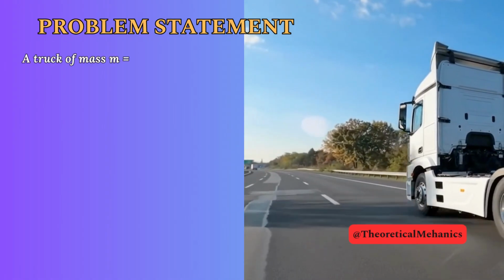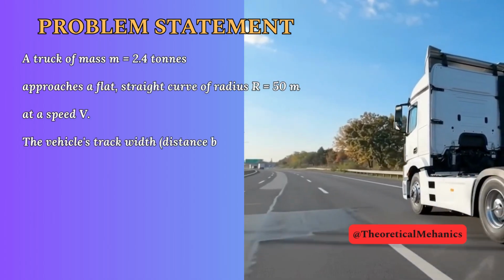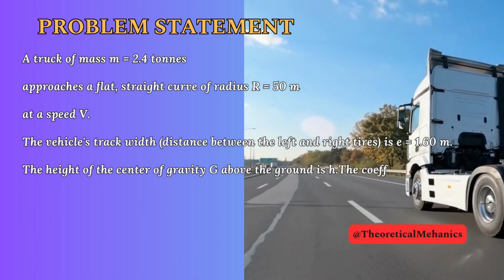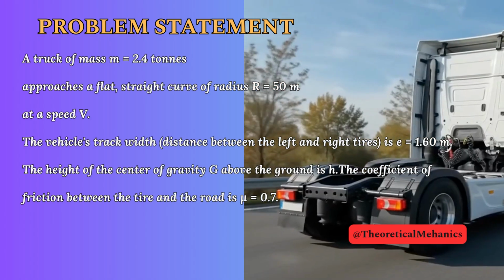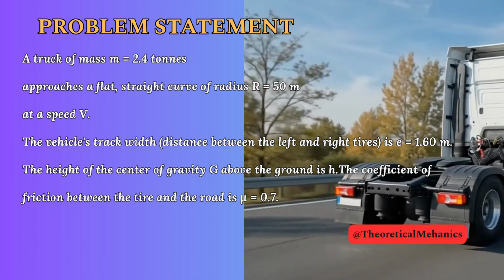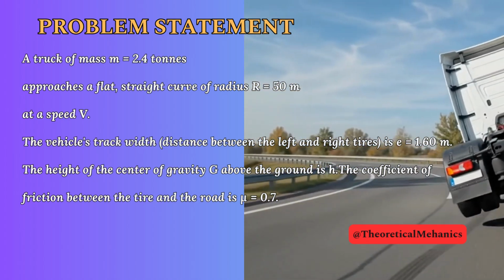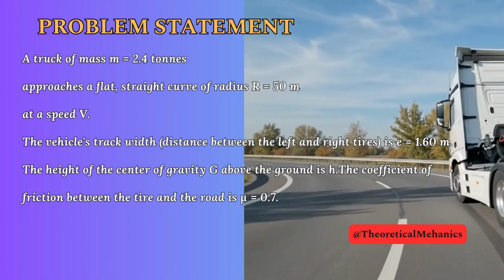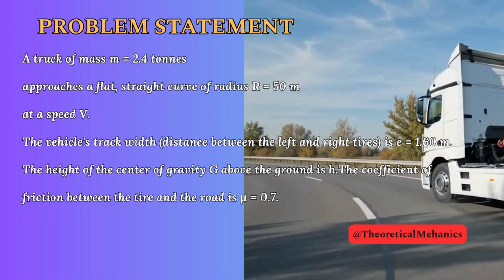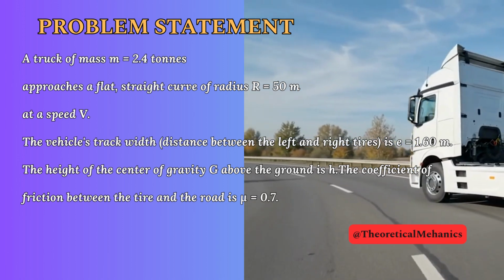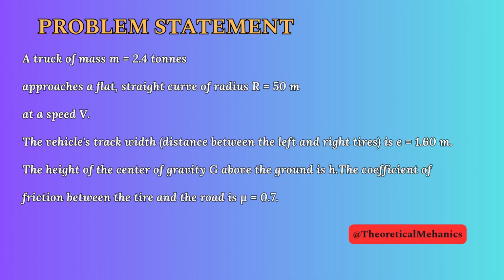A truck of mass m equals 2.4 tons approaches a flat, straight curve of radius r equals 50 meters at a speed v. The vehicle's track width, the distance between the left and right tires, is e equals 1.60 meters. The height of the center of gravity G above the ground is h. The coefficient of friction between the tire and the road is mu equals 0.7.